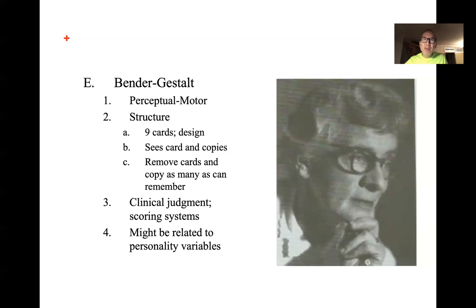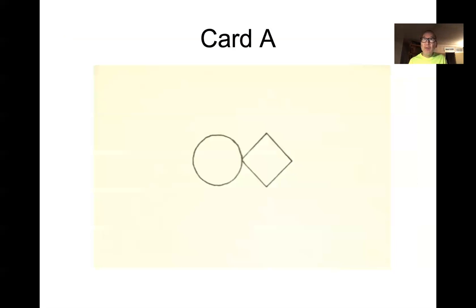There are about 9 cards. It's very simple. The person just looks at the card and copies it. And then after you go through all 9 cards, you ask the examinee to draw as many of the cards that they just saw as they can remember. Okay, so here are some of the cards.